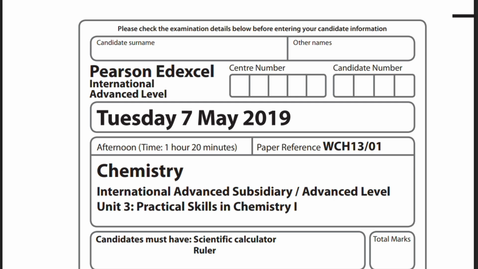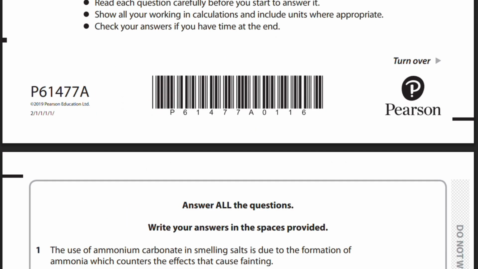So today we are going to discuss the May 2019 Paper 3 Edexcel IAL Chemistry. Now let's move on to question number 1.